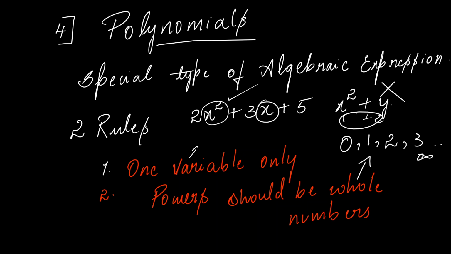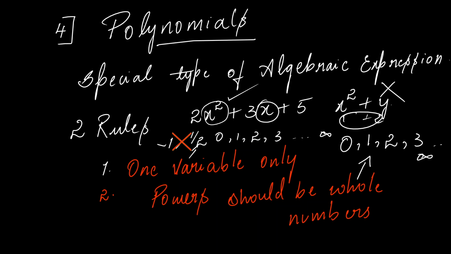Now, let's move to the second rule. In the second rule, the power should be a whole number. So, what is a whole number? The numbers which start from 0, 1, 2, 3 are whole numbers. So, what that means is the power, here we have written the power, it should be a whole number. A whole number can be either 0, 1, 2, 3 and goes on till infinity. But it should not have any minus values or any fraction values.